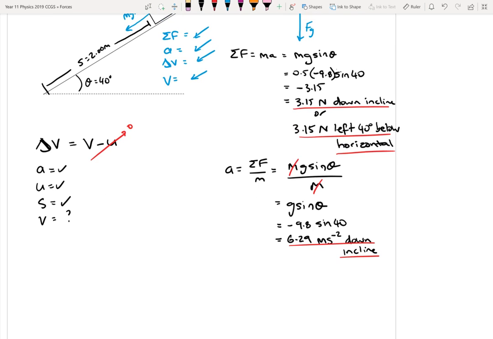V squared equals 2as. Yep, that's it. So cancel out that one. V equals 5.12.